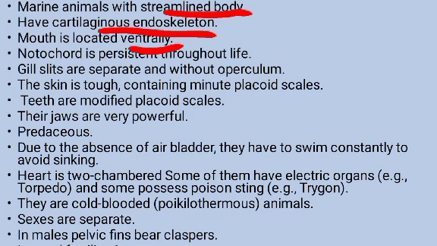And they have gill slits, inside which the gills are present, which help in respiration, but the gill slits are not surrounded by operculum. The gill slits are separate, but they are not surrounded by a cover called operculum. Operculum means the cover which covers the gills in bony fishes.